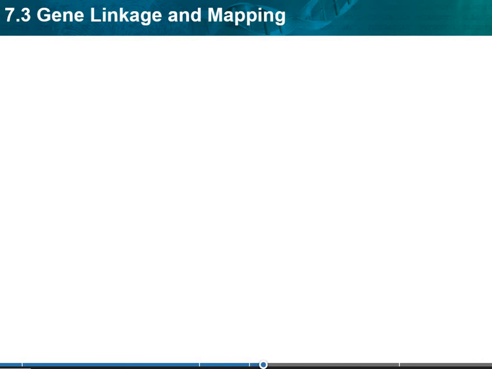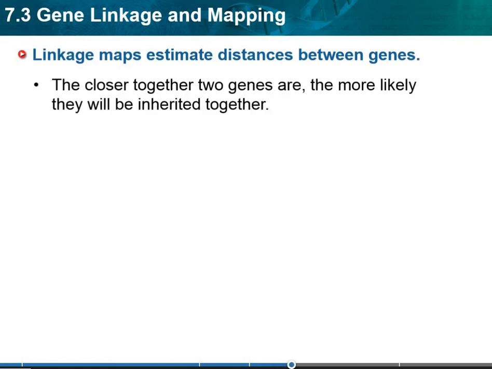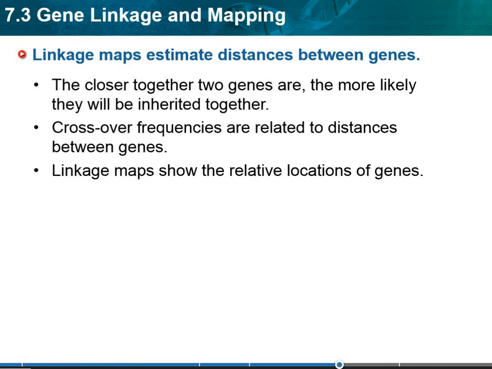The linkage maps estimate the distance between genes. The closer together two genes are, the more likely they will be inherited together. Crossing over frequencies are related to the distances between the genes on that same chromosome. So linkage maps show the relative location of genes, and that's what you see here in the picture below. It's showing that on chromosome 2, here's where they believe these genes are located for the fruit fly.